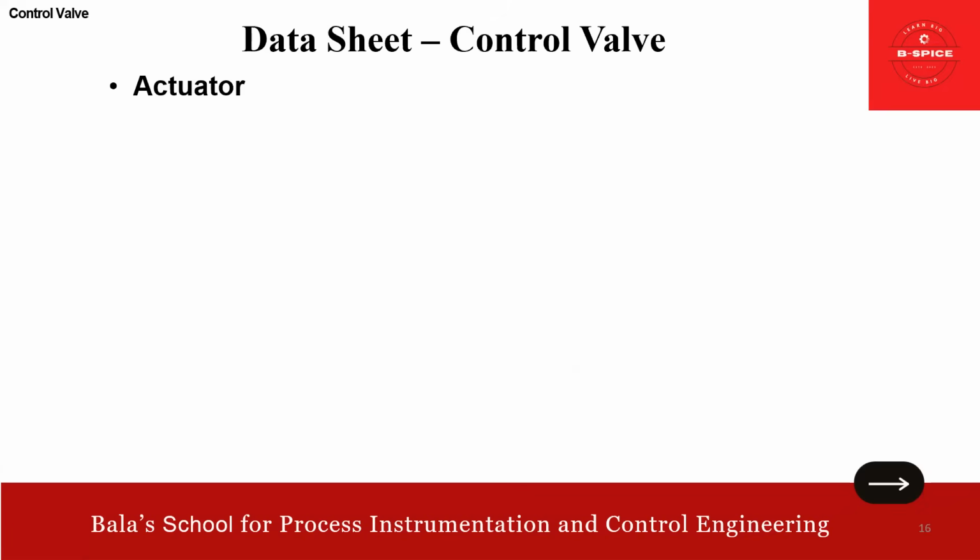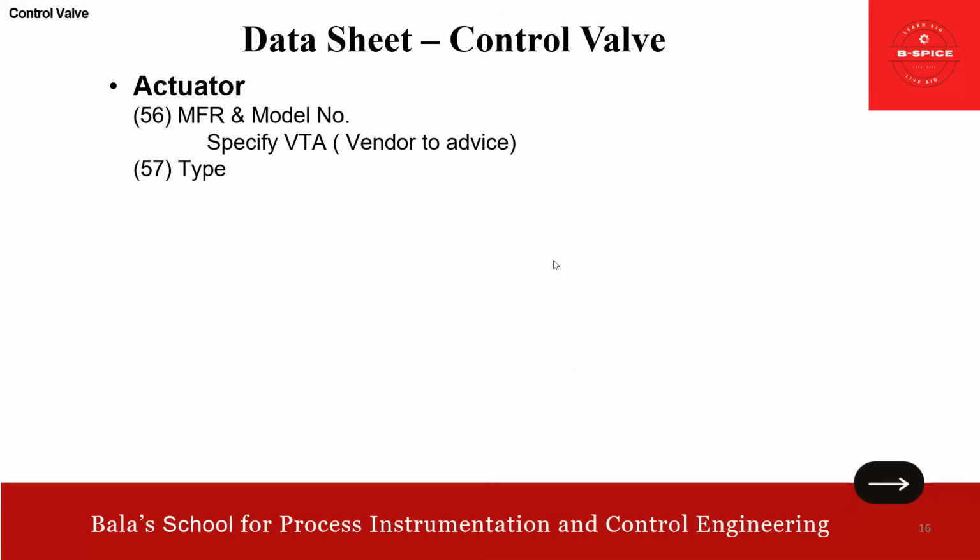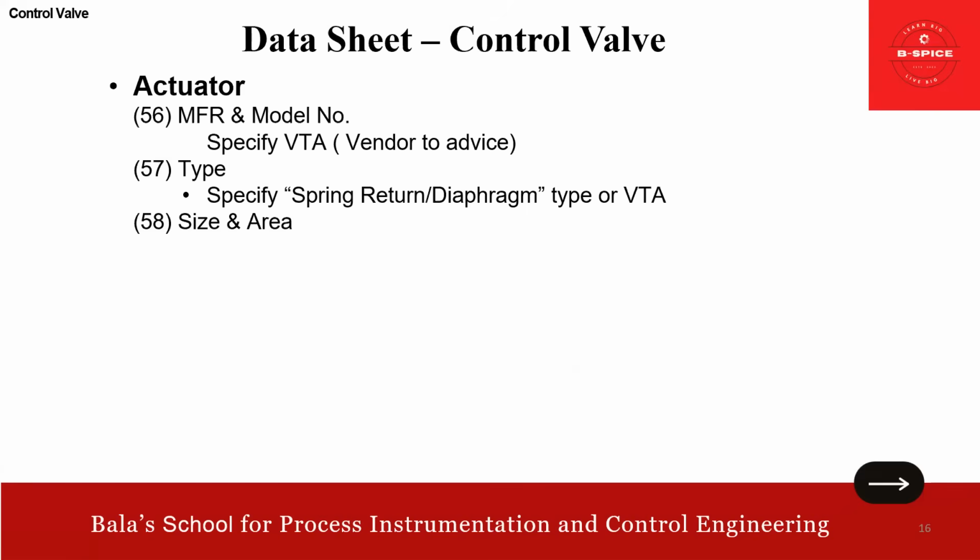Then we'll go to the actuator. Okay, actuator, in the sense, what is that? Manufacturer and model. So we always specify vendor to advise. Okay, then type, we can say whether we need a spring return or diaphragm type. Okay, or we can always say VTA also. Then number 58, size and area. So again here, this is based purely on the final sizing. So we leave it to the vendor.